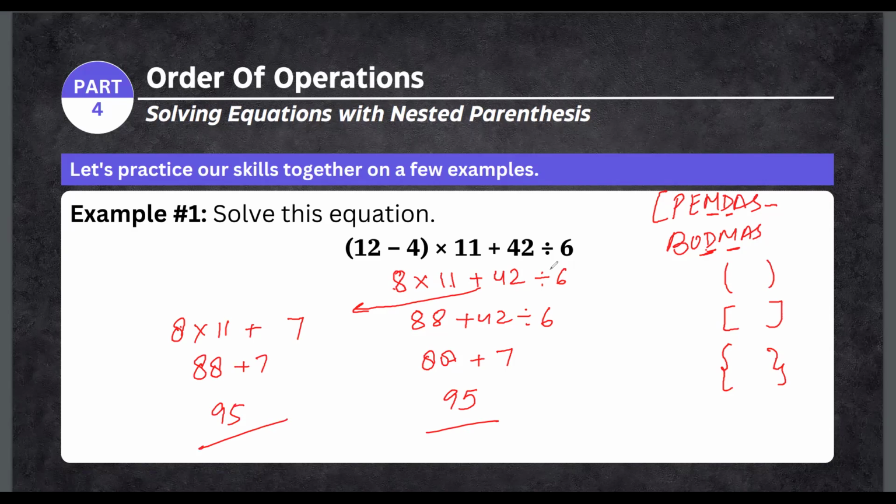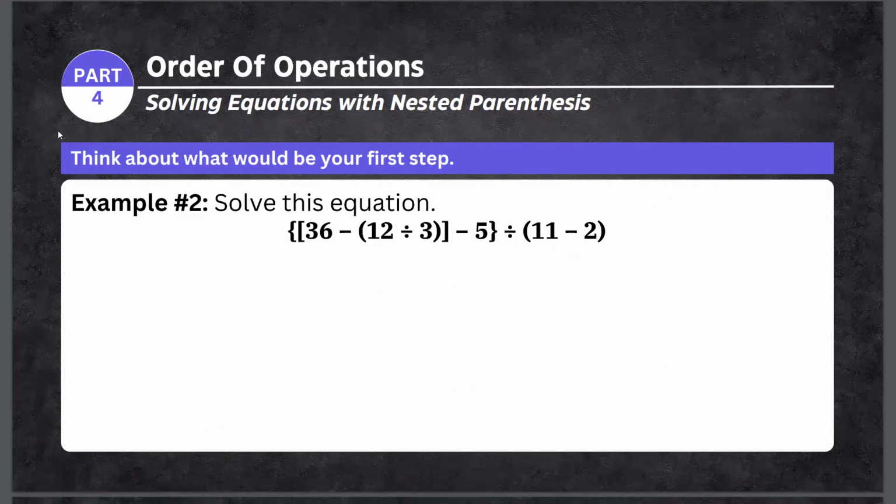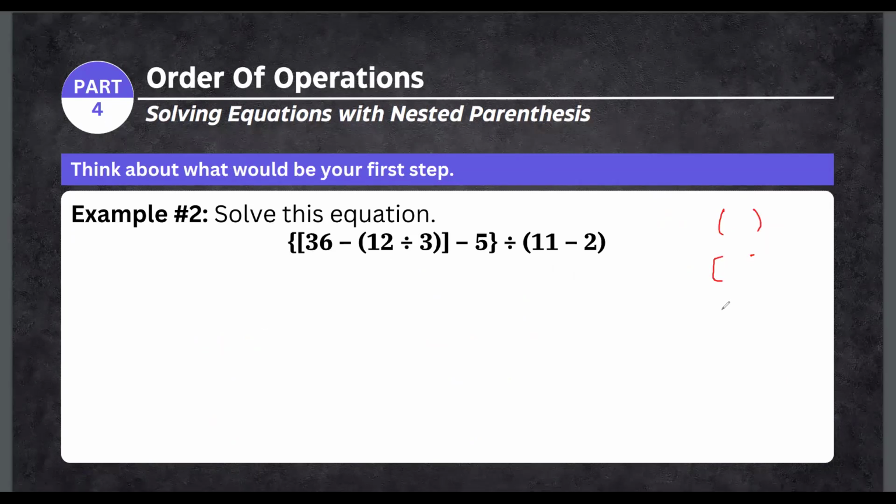I hope you are understanding what I am teaching you right now. Next, we have this question. Whenever we have three different parentheses, how are we going to solve it? We have to solve this first, then second, and then third. So first we solve this: 3 times 4 is 12. The rest of the things I am writing as it is.